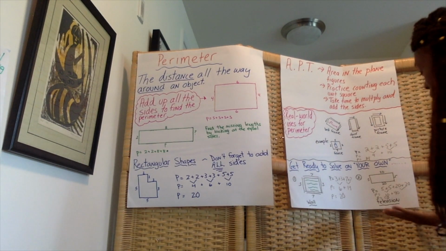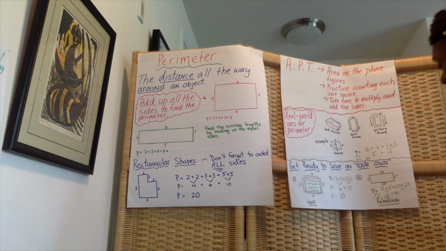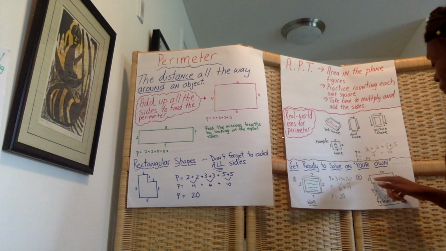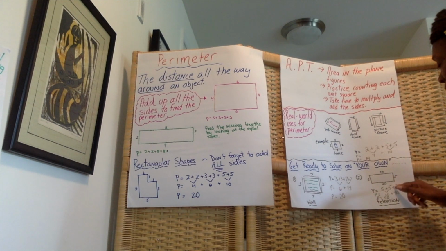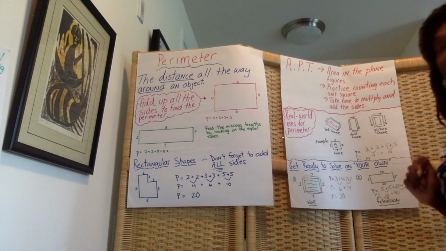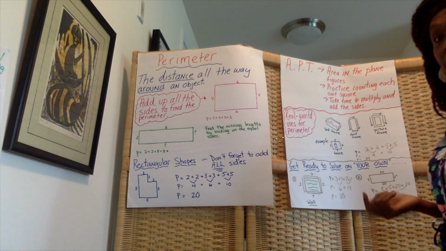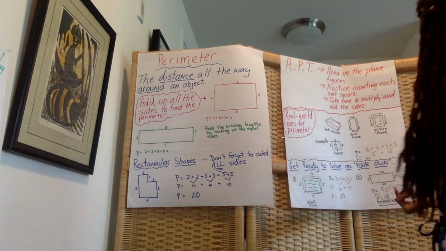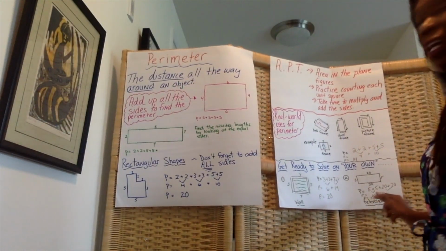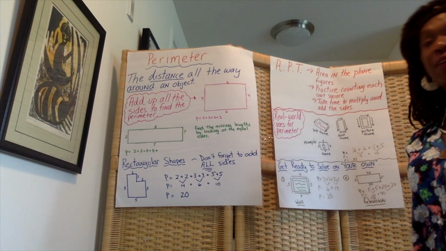Excellent job. How did you do? Did you get the same answer as me? P equals 50. Let's check together. I said P equals 5 plus 5 plus 20 plus 20. Then I added 5 plus 5. I brought the P down. Don't forget to bring the P down. And then I said 10 plus 40. I got 40 from 20 plus 20. And then I added 10 plus 40. When I added 10 plus 40, P equals 50.